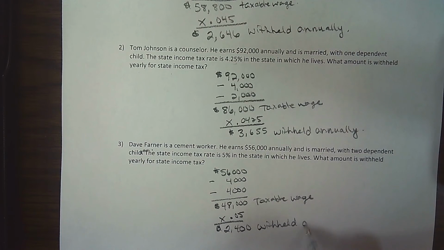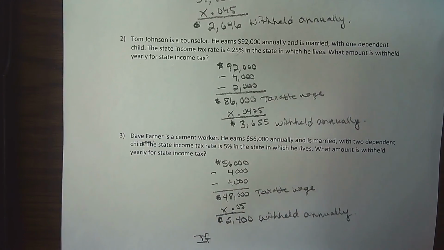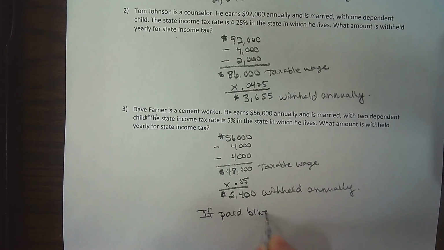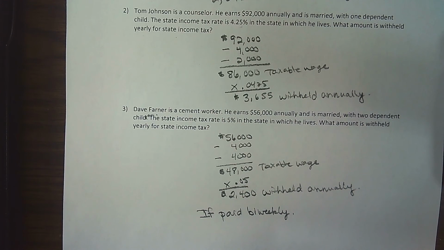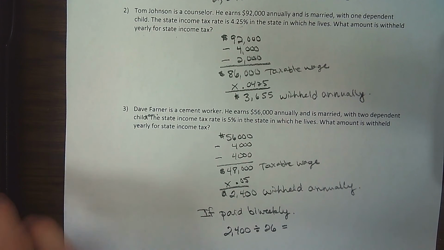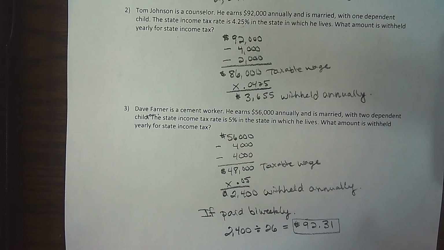Now, if Dave is paid, I'm going to write this down, if paid biweekly. Now we know biweekly means every other week, or in other words, 26 times per year. I would take the $2,400 and divide by 26, and that would give me the amount withheld from each paycheck. So $92.31, if I round to the nearest whole cent, would be withheld per pay.